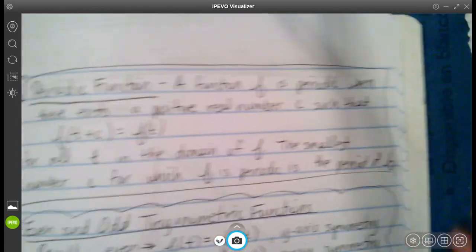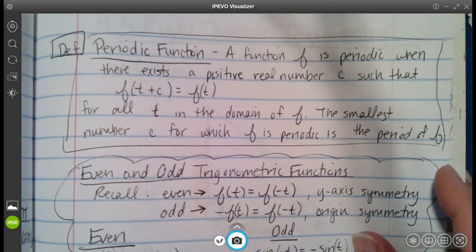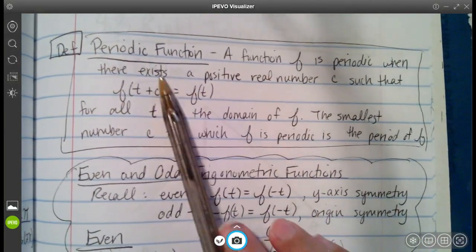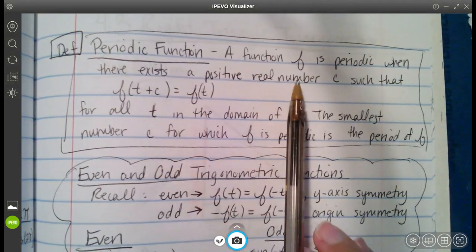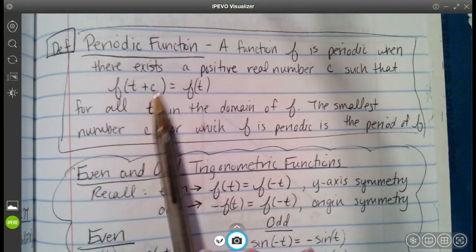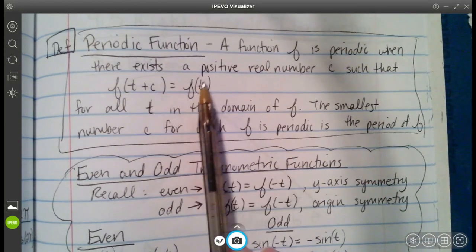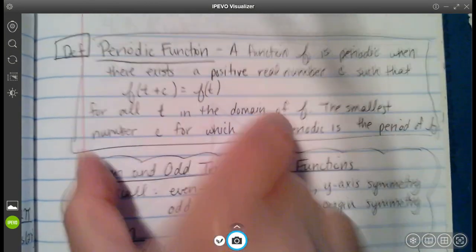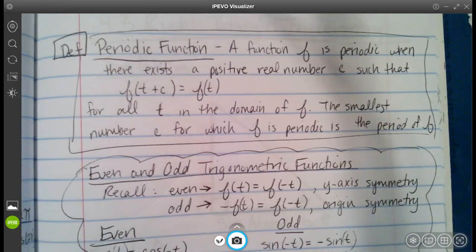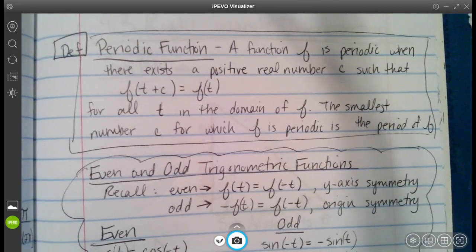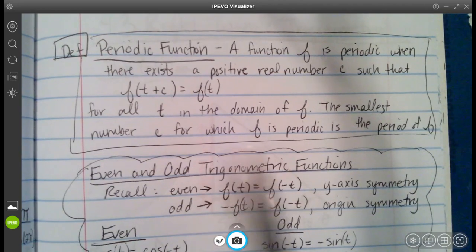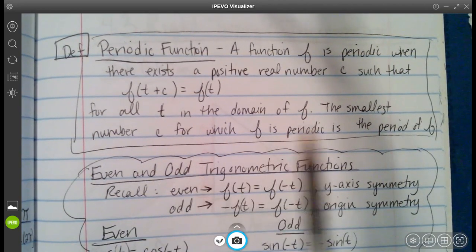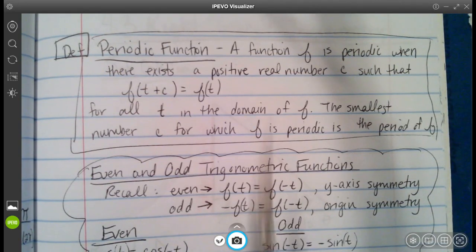I think we're almost done. Last but not least, here we have the official definition for a periodic function. A function f is periodic when there exists a positive real number c such that f of t plus c is the same as f of t. Like I mentioned, if I were to pick it up and move it over, it doesn't matter because it repeats, so it's going to land right on top of itself. For all t in the domain of f, the smallest number c for which f is periodic is the period of f. So it means the same thing.